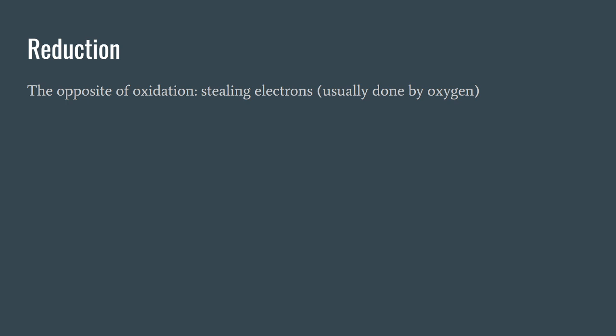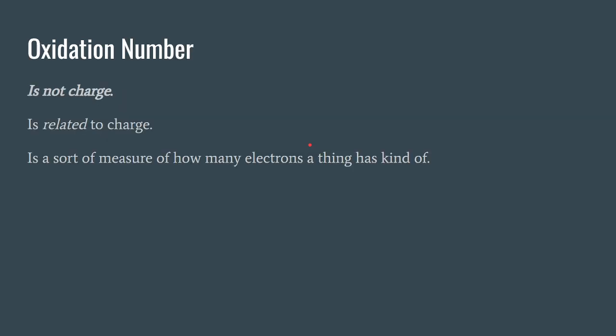Reduction is the opposite of oxidation, and it means something gaining electrons. And oxygen, when it reacts with things, usually gains electrons. It steals electrons from things. In that case, we call it reduction. We measure this explicitly using oxidation number.